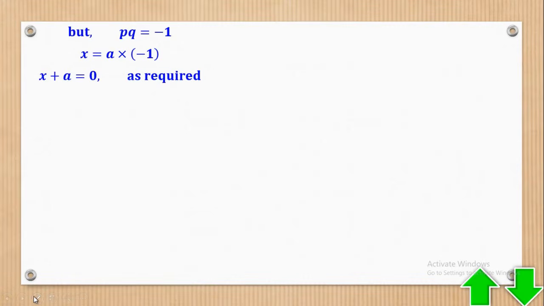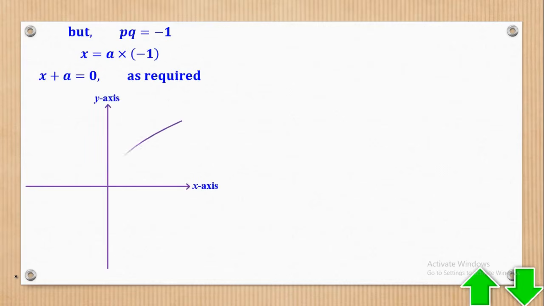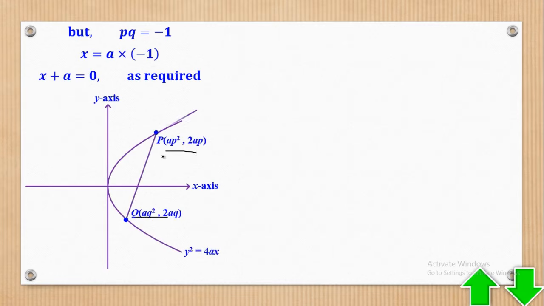So here what we are going to do, we are going to redraw the sketch we have already drawn and then add on some information which has just been given. So previously I saw this is P, this is Q, this is the chord, this is the tangent at P, tangent at Q, meeting at point T.